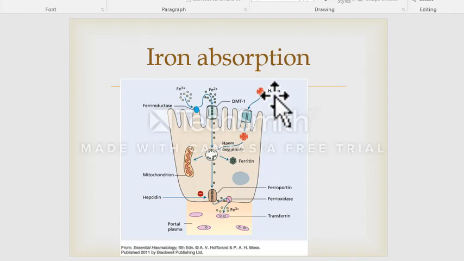Heme directly enters through this channel, which is known as heme transporter, into the cell. Upon entry into the cell, this heme is digested by an enzyme known as heme oxygenase enzyme, and iron is released into this enterocyte. This iron is then transported into the peripheral circulation. But before entry, there is another channel which is present on the basolateral surface of the enterocyte.